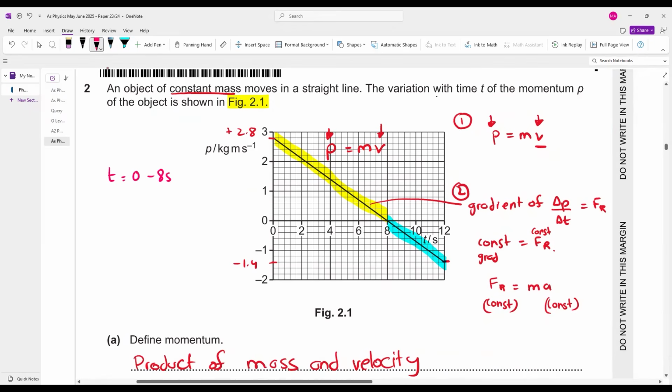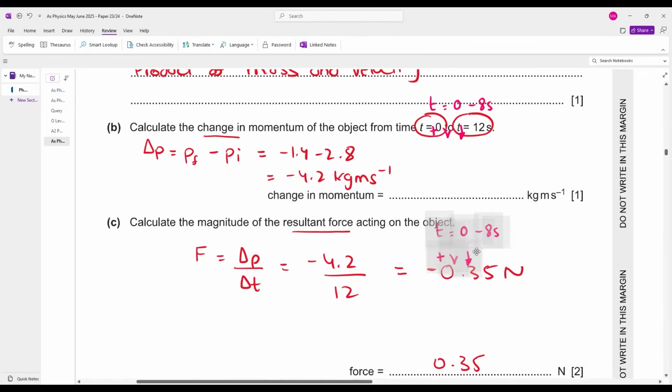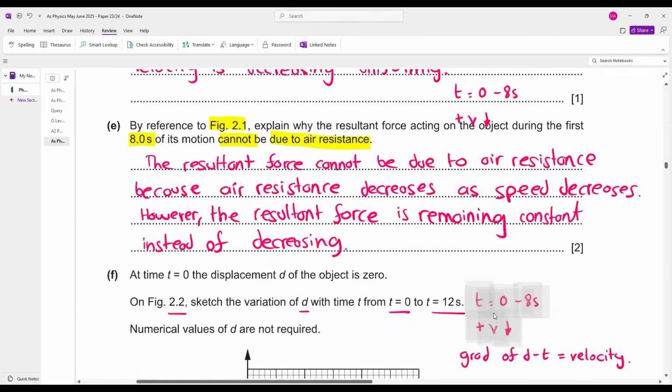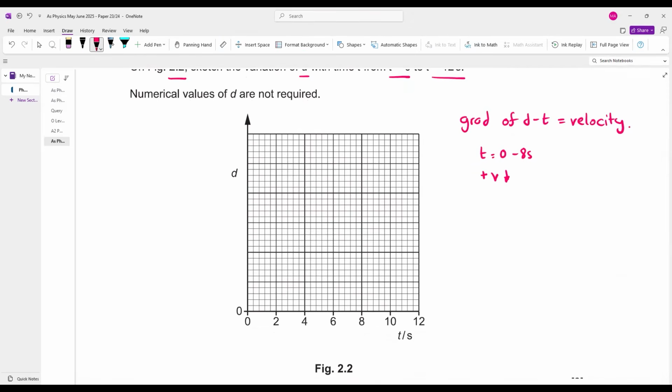If you realize, from time t equals 0 to 8 seconds your velocity is decreasing. But the velocity is positive. Velocity is decreasing, but it is positive. Let's take this information downwards and see what we can do with it. From time t equals 0 till 8 seconds, your velocity is decreasing. That means your gradient is decreasing.